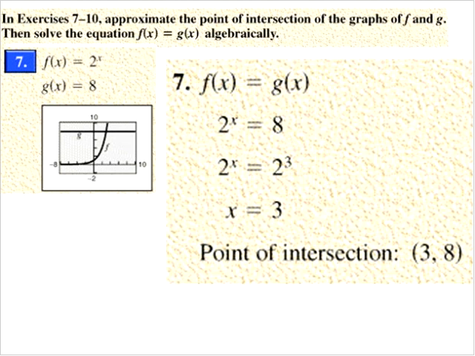Alright, let's start out by approximating the point of intersection for f of x and g of x. So that is where they will equal each other or cross each other. So let's set 2 to the x power equal to 8.